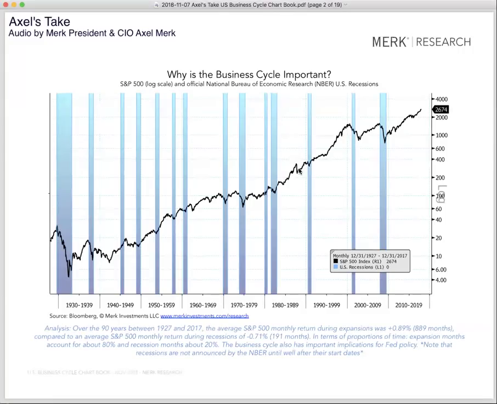We look at several different chart sets. This one is the business cycle. We have another one, the S&P. We have another one on interest rates and the Federal Reserve. And then after this one, we will soon be publishing one on the Federal Reserve specifically because the Fed is meeting.